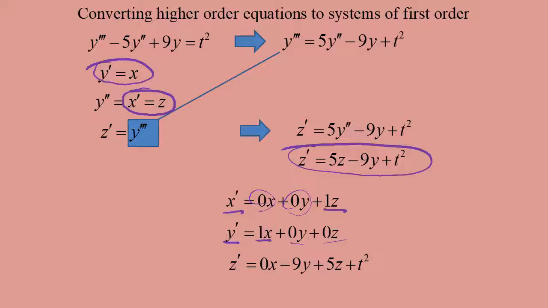All we've done is switch places with the y and the z so that we could write this in standard order. 0x minus 9y plus 5z plus t squared. So there's our system of equations. And I'll show you in, again, lesson 4 how to solve these once we have them converted.